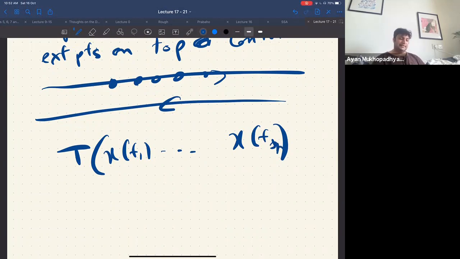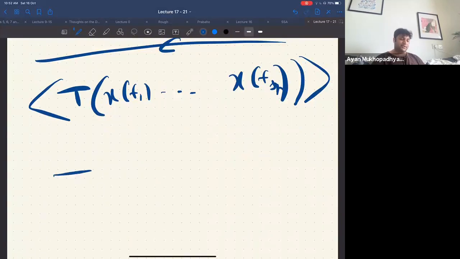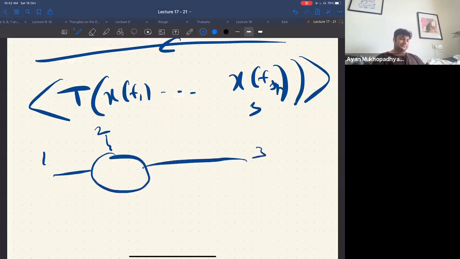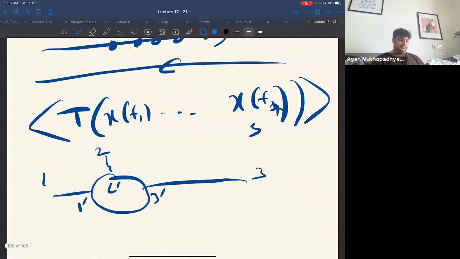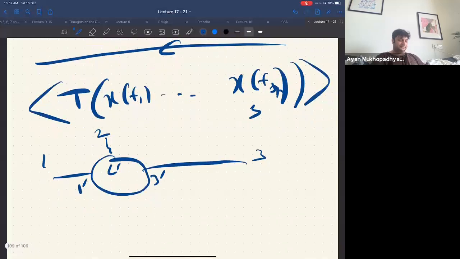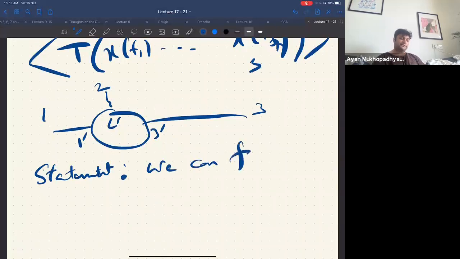So then there is something interesting that happens. What you have to do is basically sum over all possible diagrams, right? And obviously, suppose you have 3 external points, you would get all possible diagrams of this kind, with 1', 2', 3'. But 1 prime, 2 prime, and 3 prime can be either on the top contour or at the bottom contour, right? The statement is we can forget the bottom contour completely.